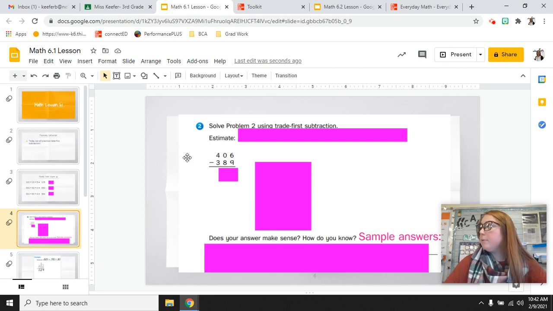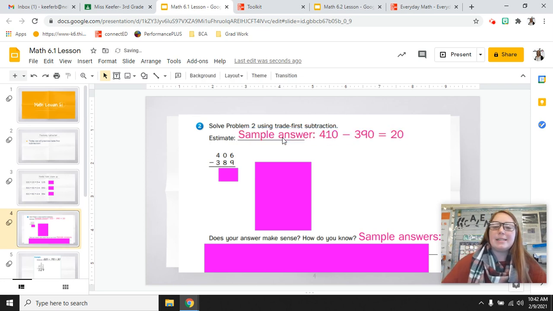So I want you to look at problem number 2, and I want you to think about what your estimate would be. We are trying to subtract 406 minus 389. Don't spend too much time on your estimate. You just want to think about what are those close but easier numbers we could use. Okay, so write that in your workbook, and if you need to pause the video while you do that, you can.